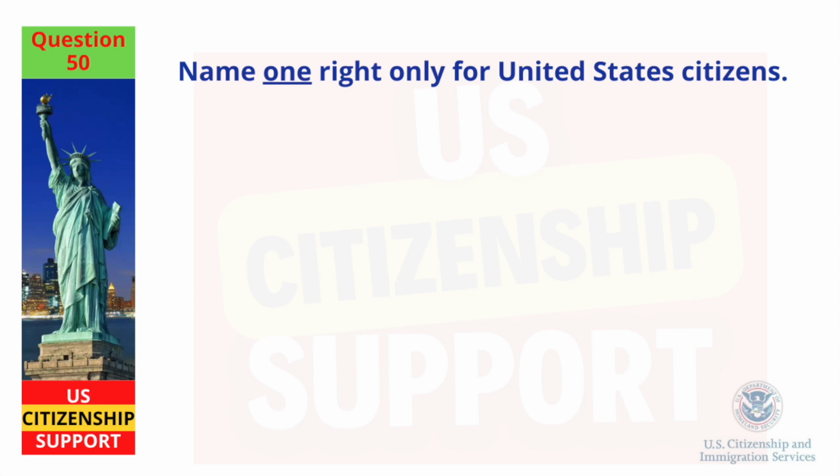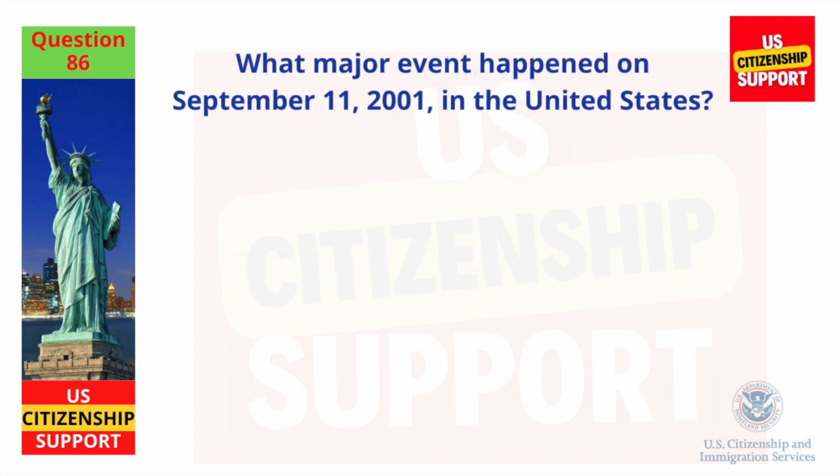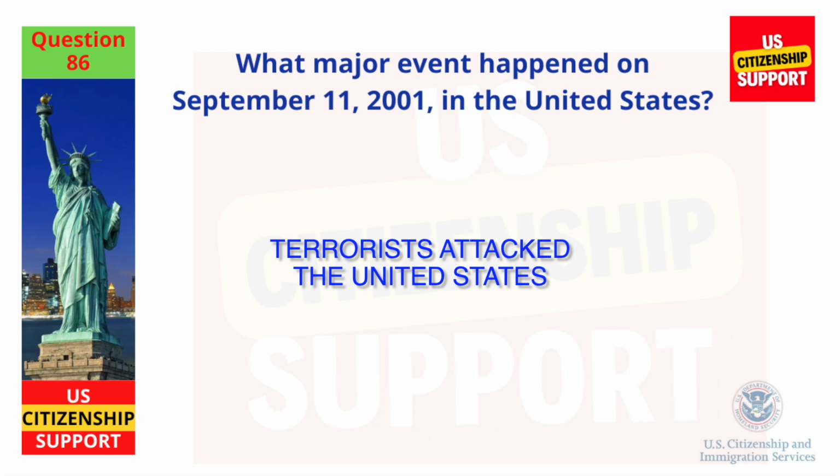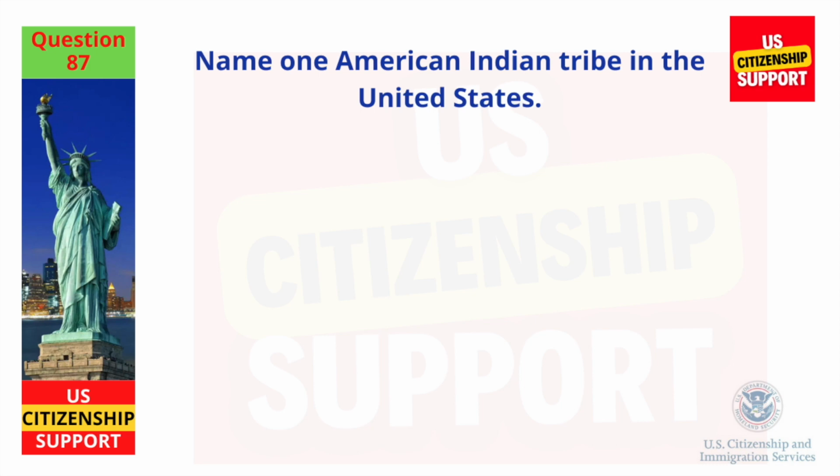Name one right only for United States citizens. Vote in a federal election. What major event happened on September 11, 2001 in the United States? Terrorists attacked the United States. Name one American Indian tribe in the United States. Cherokee.